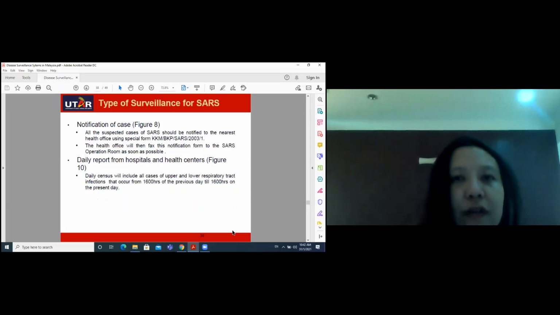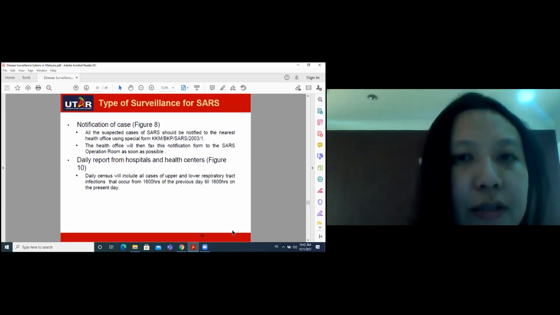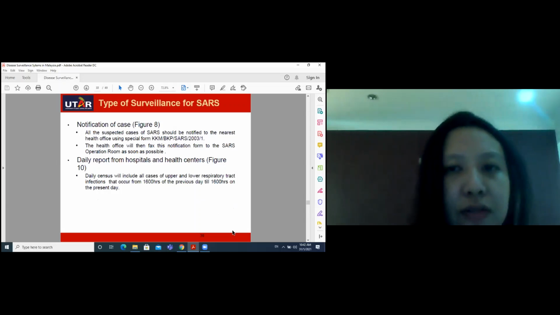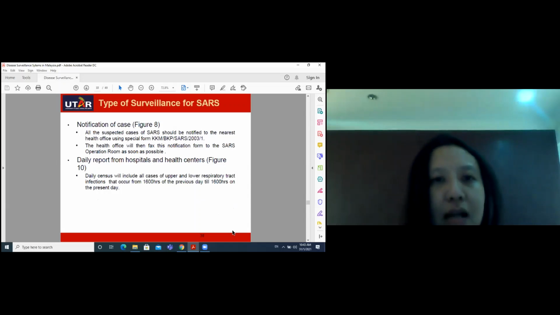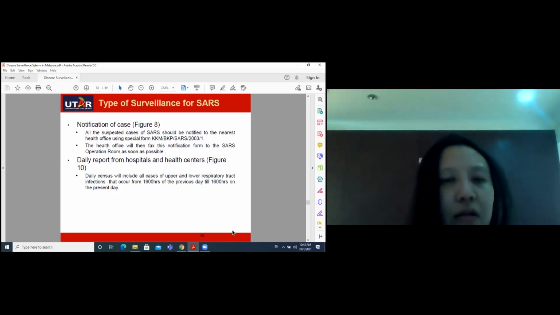So how do we notify SARS? For all suspected cases of SARS, the physician or medical health professional will notify the nearest health office using the special Ministry of Health Malaysia form. The health office will then fax this notification form to the SARS operation room as soon as possible. This is performed daily from the hospitals and other health facilities here.